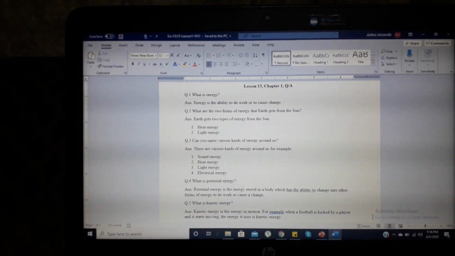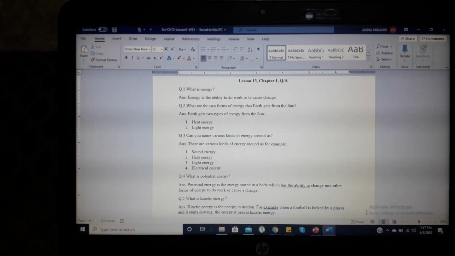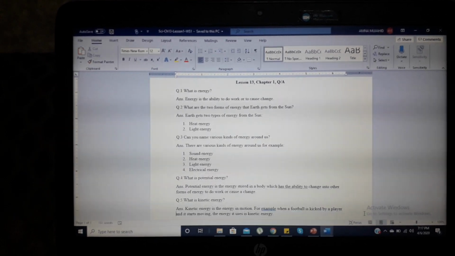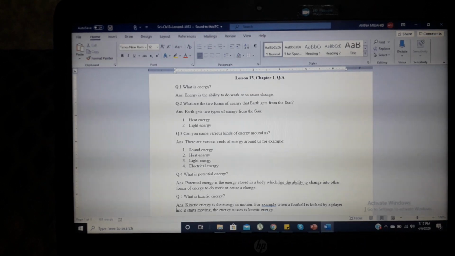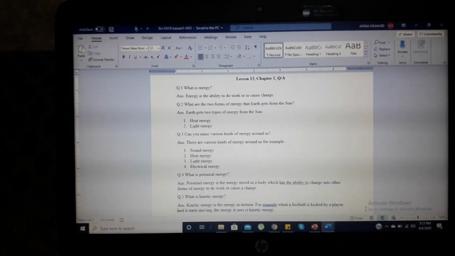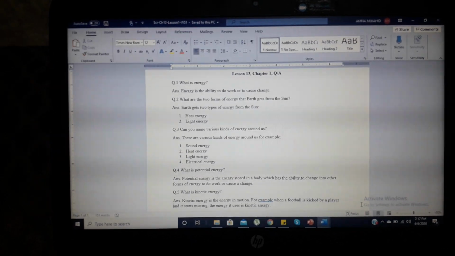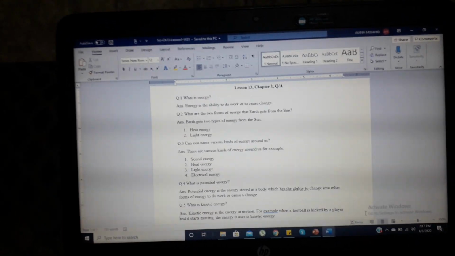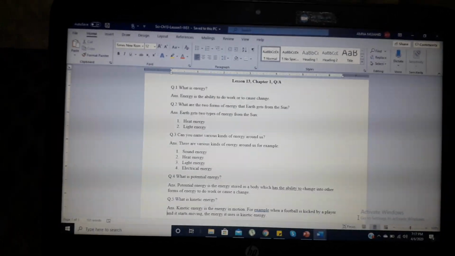Then there are different kinds of energy which we have discussed in this lecture, right? Then there is potential energy, which is the energy that is stored inside a body, and kinetic energy, the energy which makes a body move. So this was all your first worksheet, and I hope there are no confusions in it.